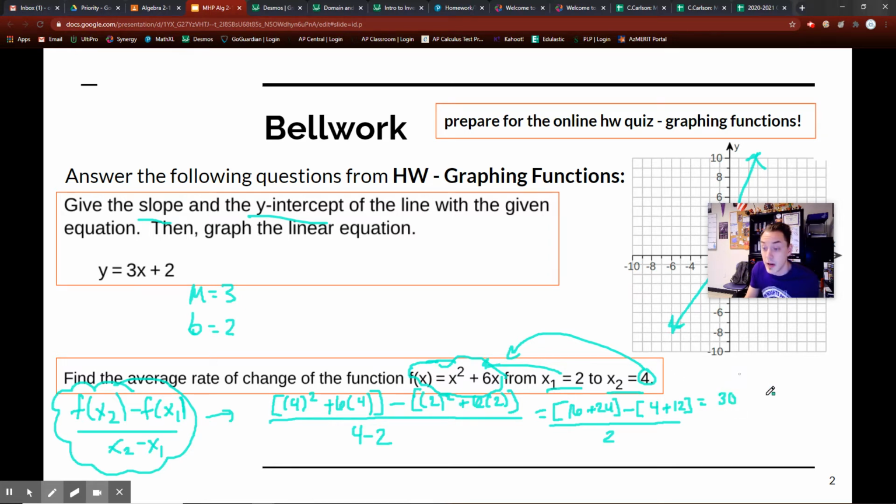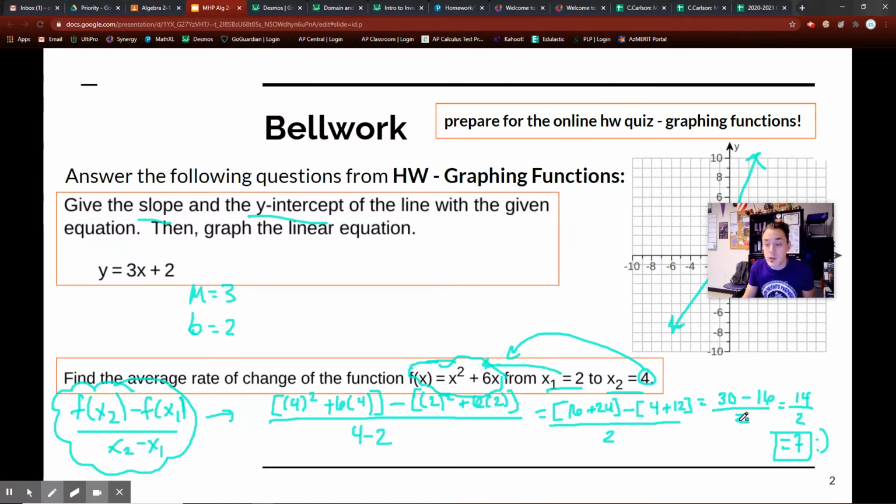So I'm going to leave the brackets off right now, and then minus, and this is actually just 16 all over 2. I'm actually going to divide both by 2 right here, but either way, it's just 14 divided by 2, which is 7. Or you can take 15 because you divide by 2 here, divide by 2 here. So 15 minus 8, which is still 7. But your average rate of change is 7.